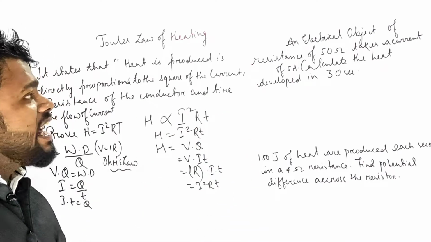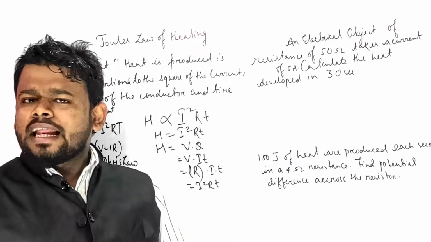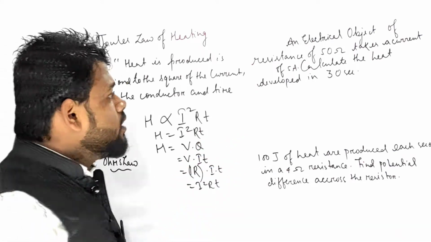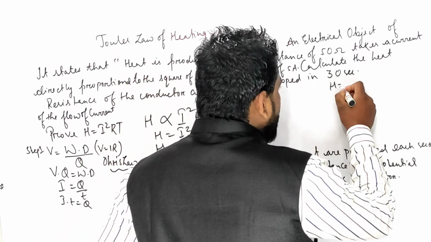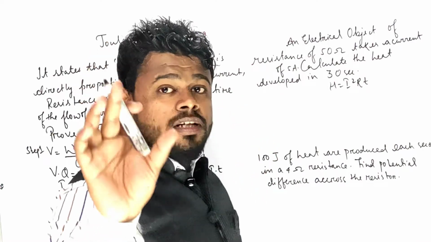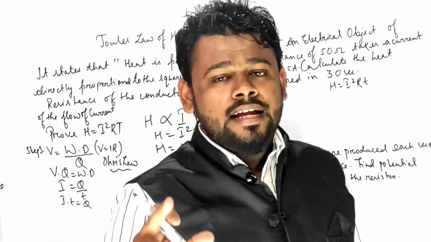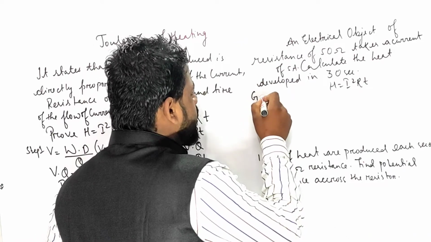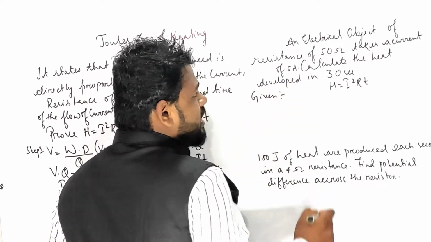Calculate the heat developed in 30 seconds. You have to calculate the heat. If you want to calculate the heat, you have to remember the formula, that is H equals I squared R T. Always write "given" in the question, whether you are doing mathematics or physics. Given is very important. How to write it down?